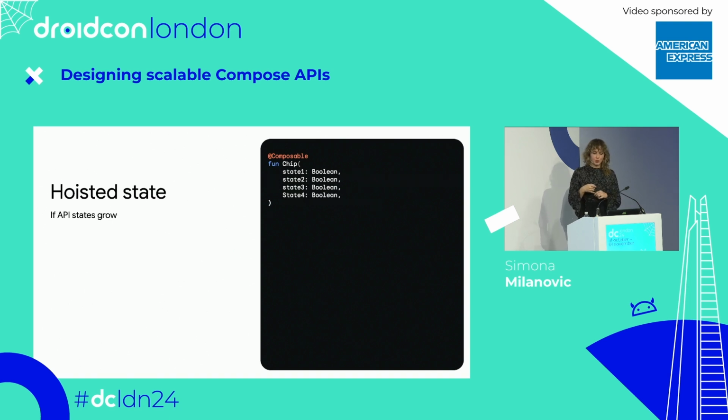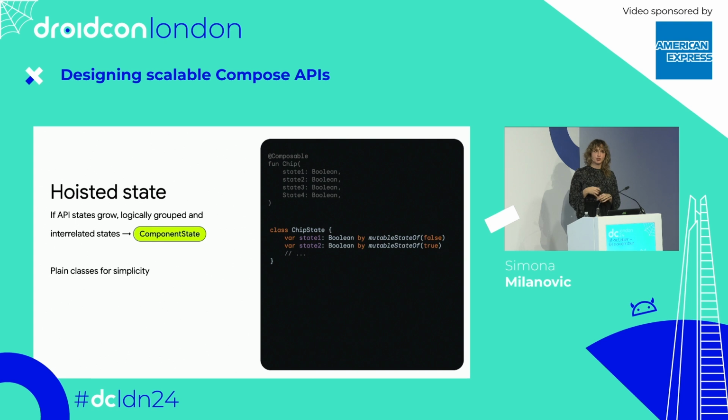So when the functionality of your API grows, the main API states might become very complex and very lengthy. At that point, you could extract logically grouped states and callbacks to a separate state holder or a component state to allow your callers to hoist this state up with ease. For app developers, you could do this using plain classes as a simplified approach if your API is meant to stay limited internally.